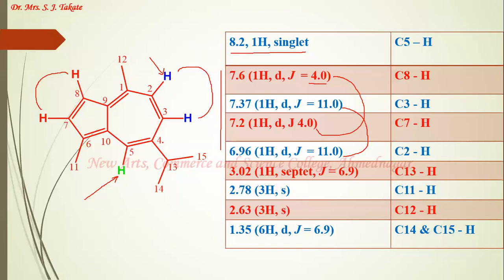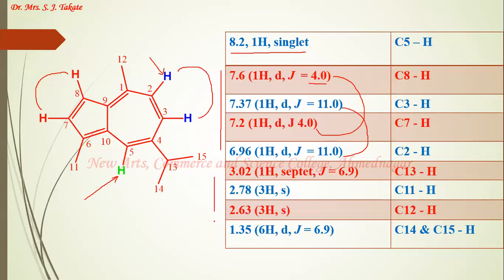The alkyl substituent here is an isopropyl group, which has a hyperconjugative effect because of only one hydrogen, while methyl has a hyperconjugative effect because of three hydrogens. So the hyperconjugative effect of methyl will be more than that of the isopropyl group. Therefore, C3 is a little bit more deshielded than the C2 proton.